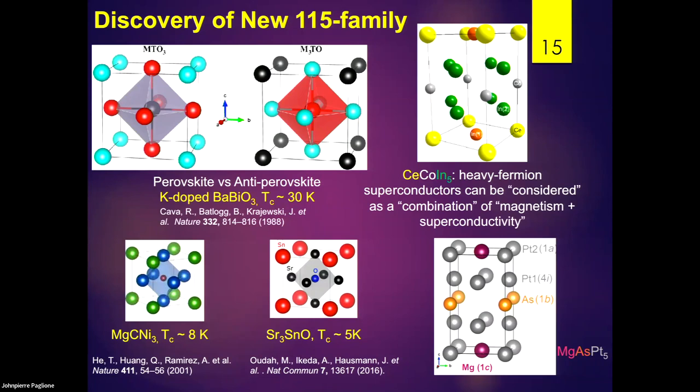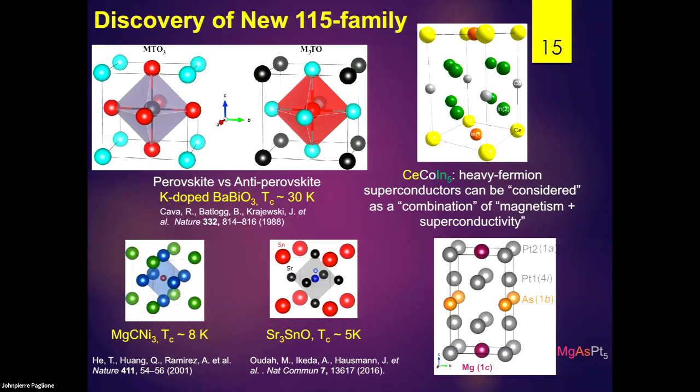Then I look at this compound. Cerium is the yellow atom, and the cobalt is the green one. And the indium is the green one plus the orange one. So they have the 115 structure. It's very simple. In total, it only has 7 atoms. So that's a very good model.